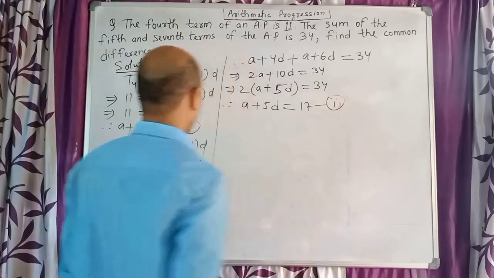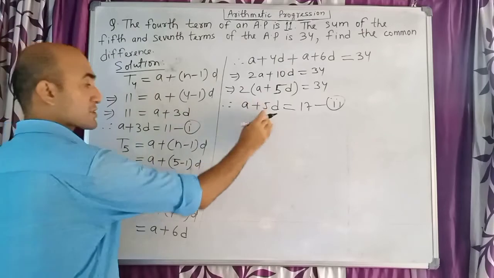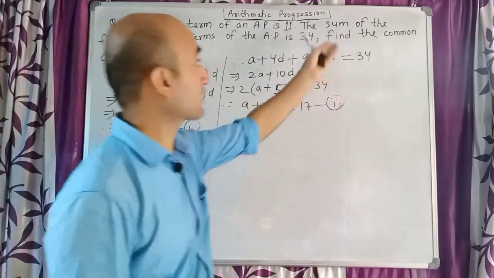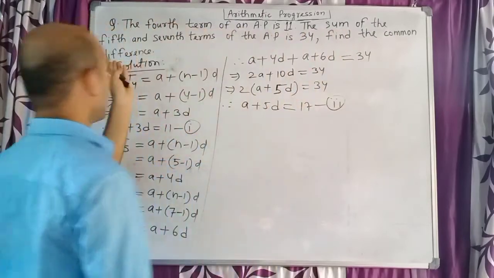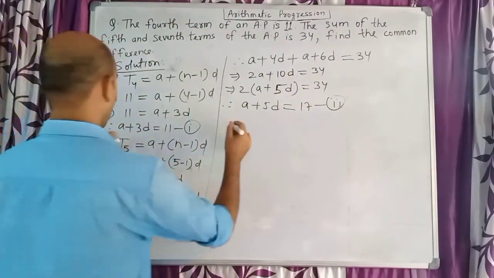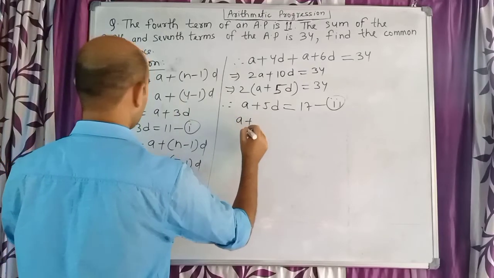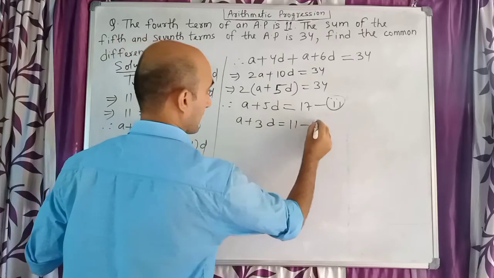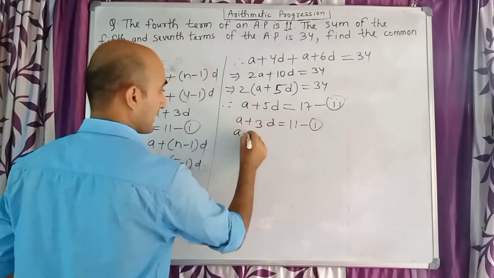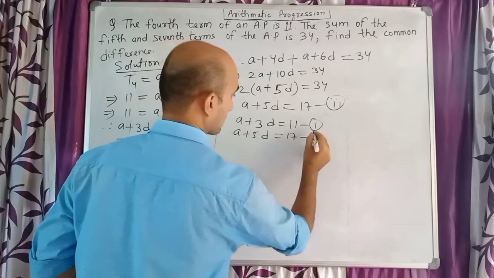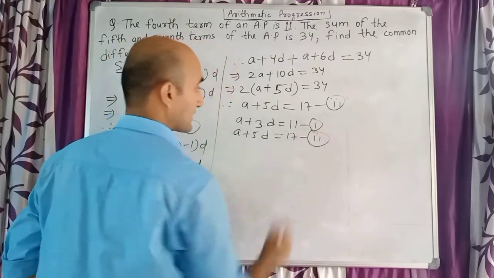Equation 2. Now from equation 1 and equation 2, with the help of elimination method, we will try to find the common difference. So we will find D. So write equation 1 once again: A plus 3d equal to 11, equation 1, and A plus 5d equal to 17, equation 2. Equations 1 and 2, you write here.